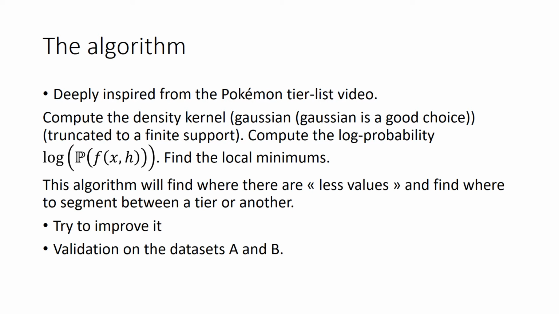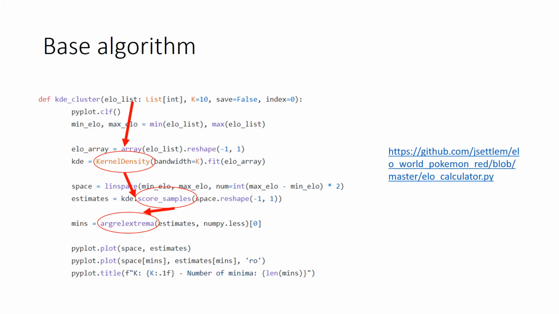So the algorithm is inspired from the video. It computes a density kernel, then it computes the log of the probability of the function, and it finds the local minimums, and then with these local minimums, it sets boundaries for the tiers. So to summarize, it finds where there are fewer values in the density. So we will try to improve this algorithm and to validate it on other datasets. So this is the algorithm originally.